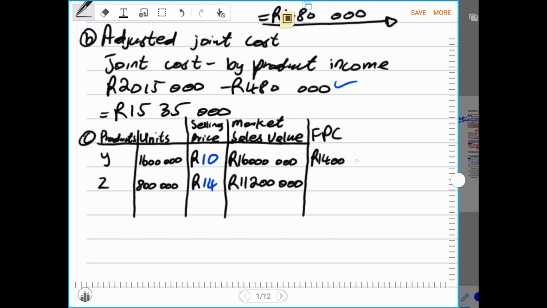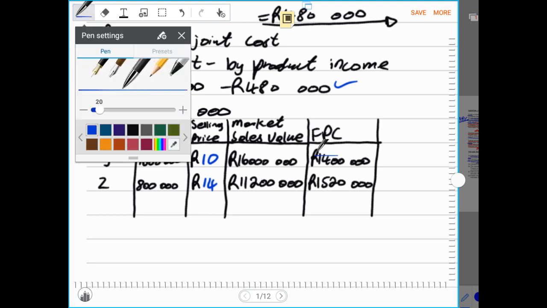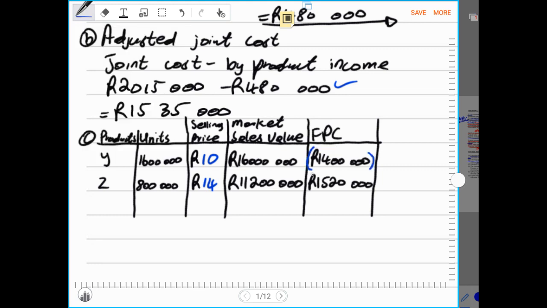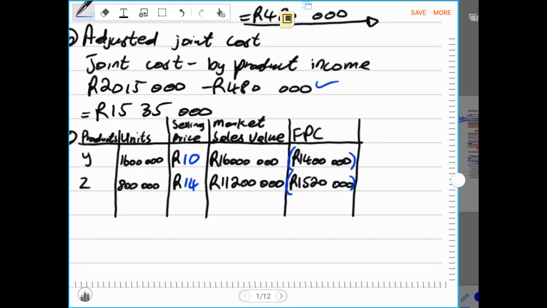It is 1,400,000 rands and 1,520,000 rands, which is the further processing cost. That means the cost to further manufacture product Y and product Z. Remember, a byproduct is normally not further processed. Then when we have these two, we can just put the brackets there so that you know that we have to subtract our further processing cost, but the negative sign is not important. Please don't bother yourself about that. It's normally kept as positive as long as you know that it has to be negative. Then this will give us net realizable value.